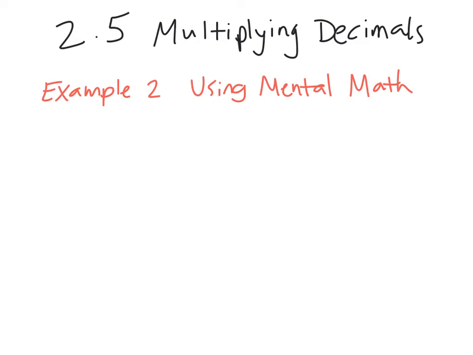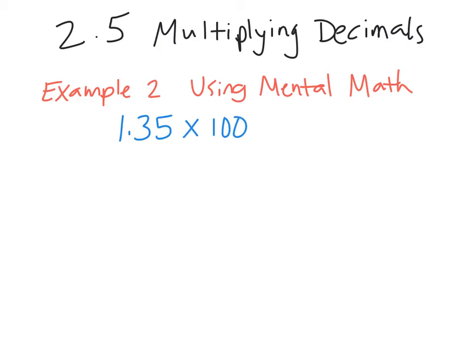Okay, so we're going to do 2.5 multiplying decimals. We're going to finish up this section. We went over example 1 where we were just multiplying decimals by whole numbers, and now I'd like you to start your notes with example 2 using mental math.